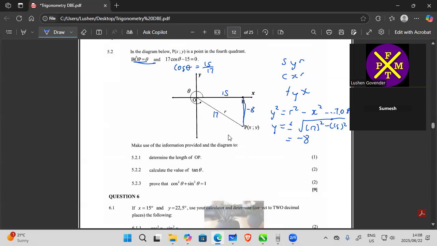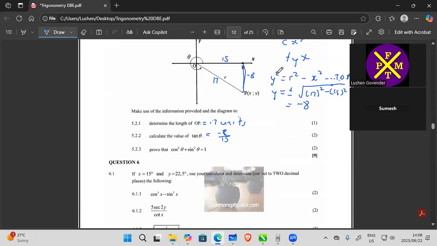Determine the length of OP. OP is from there to there, which is 17 units. It can be read straight from here, right? Tan of theta is equal to opposite over adjacent. So tan of theta is equal to opposite, minus 8, over adjacent, which is 15. Remember, because theta is the angle in the standard position, we have to take these values with both the magnitude and the direction. Right. This is a very nice question.